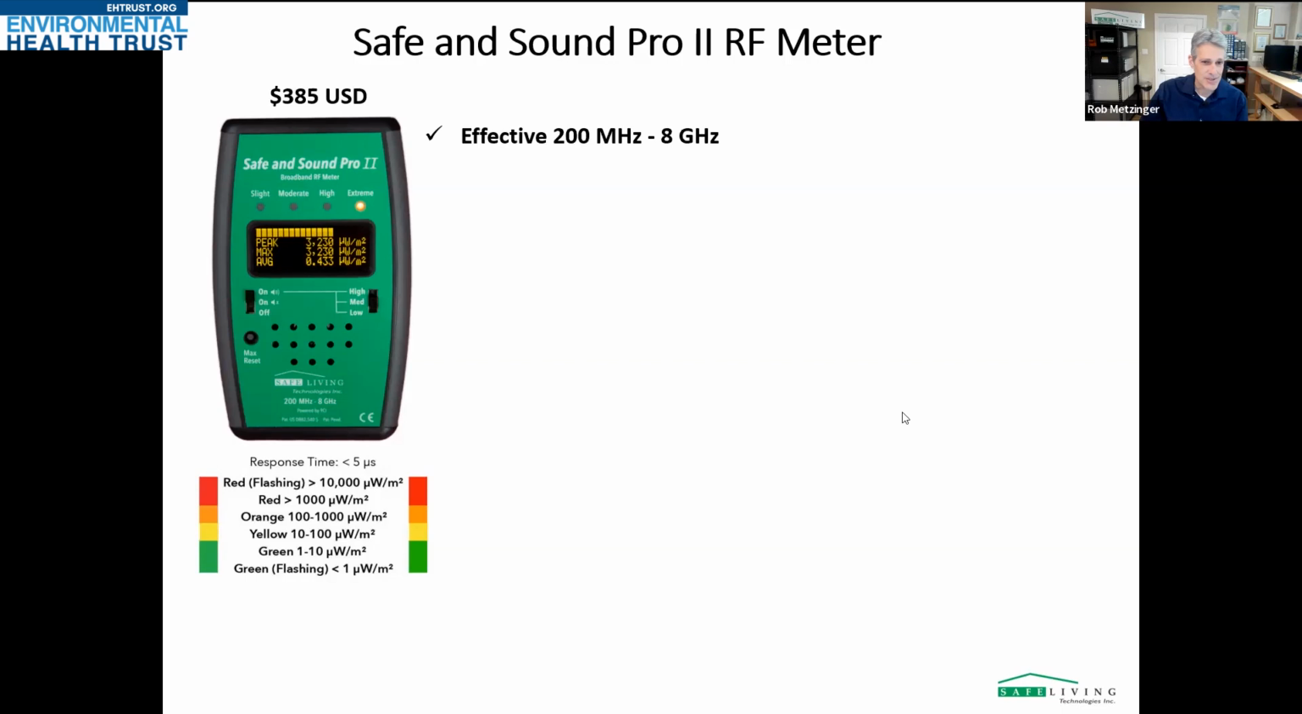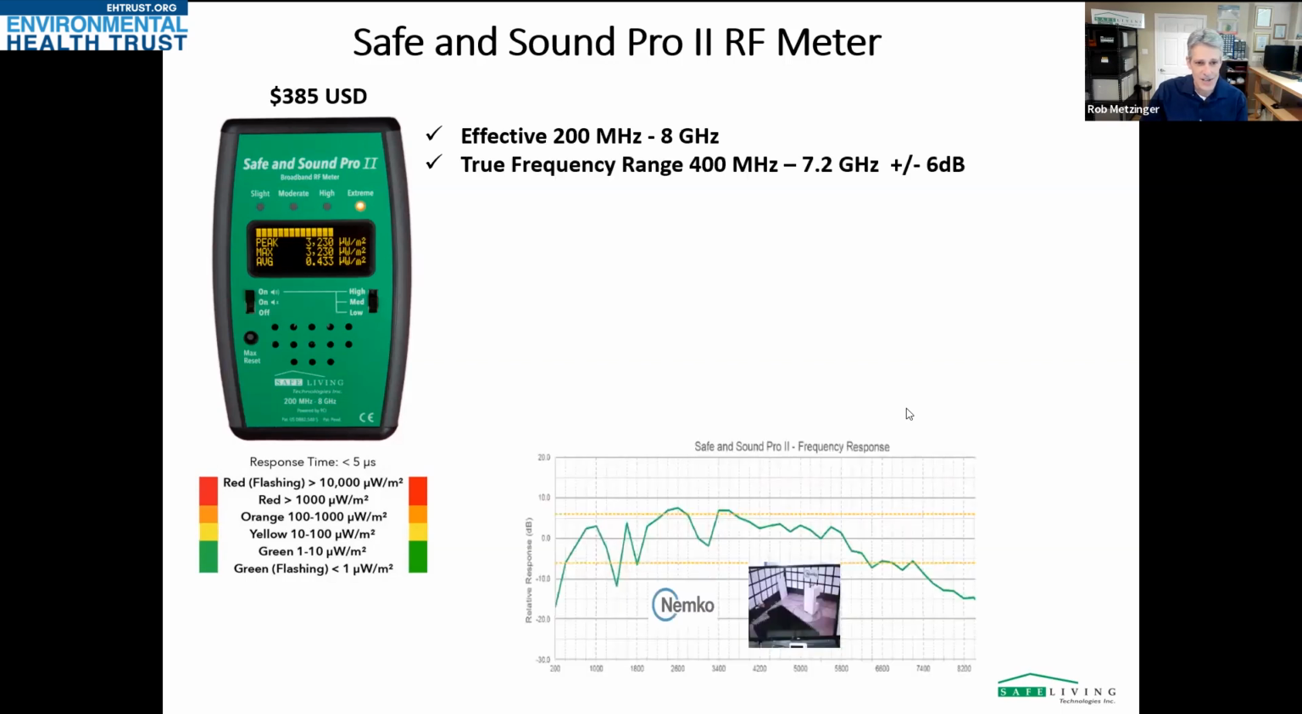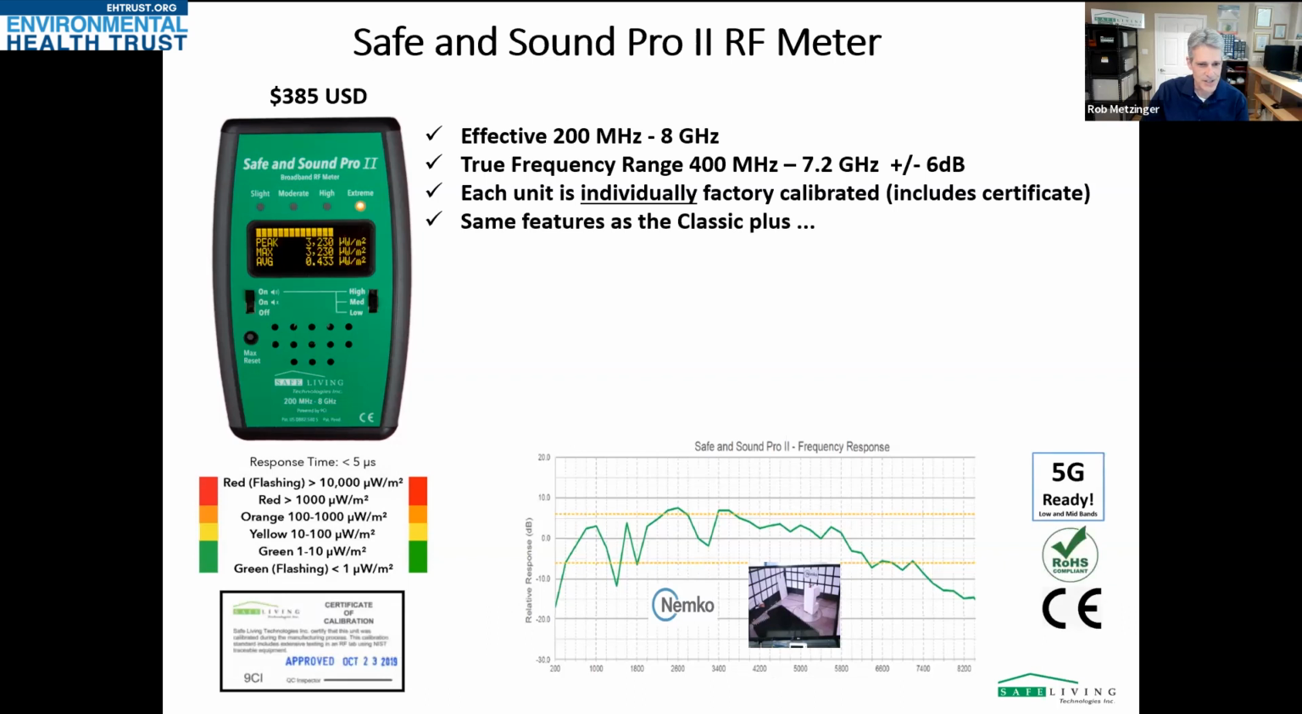So it's effective from 200 megahertz to 8 gigahertz. The true frequency response is 400 megahertz to 7.2 gigahertz at plus or minus 6 dB. That might not mean a lot to you. I wouldn't worry too much about that, but basically there's a graph down at the bottom here that shows you the frequency response of that meter in a third-party certified lab. Each unit is individually factory calibrated in a small anechoic chamber as well. We include a calibration certificate.